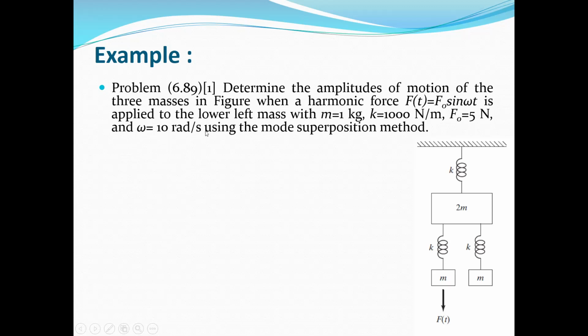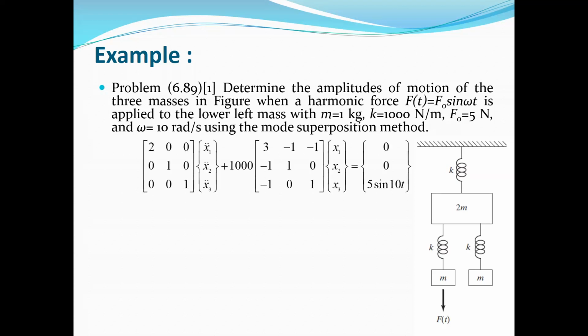The frequency of the excitation is 10 radian per second. We want to use the mode superposition method. So similar to the previous examples, we need to extract the free vibration equation and solve the equations. Of course, here, because the external force is harmonic, we can easily solve it by considering a harmonic response. So we can extract the equation of motion.